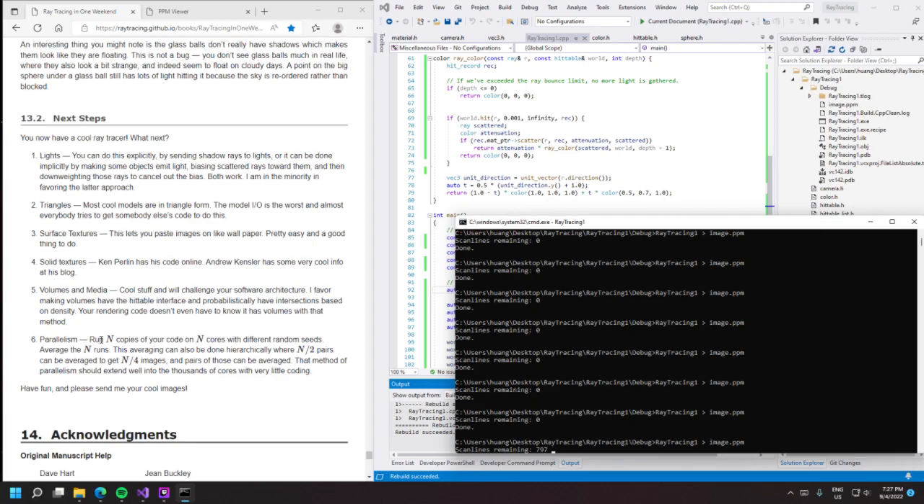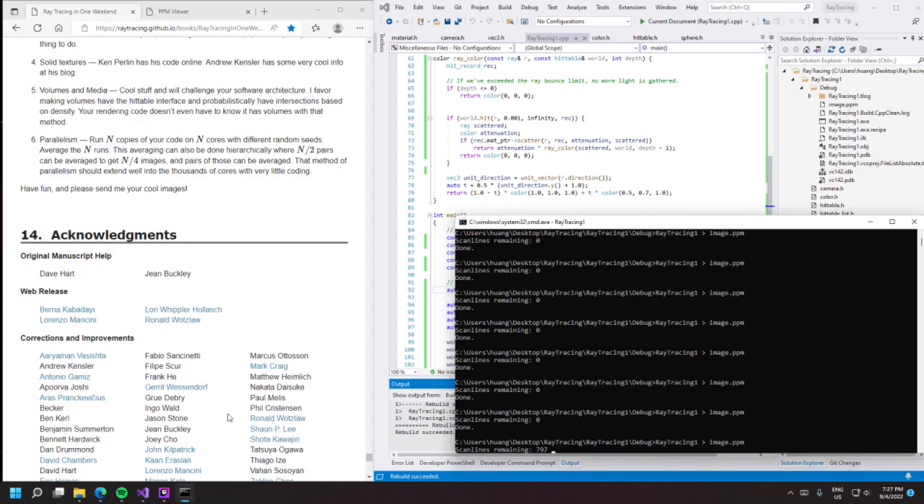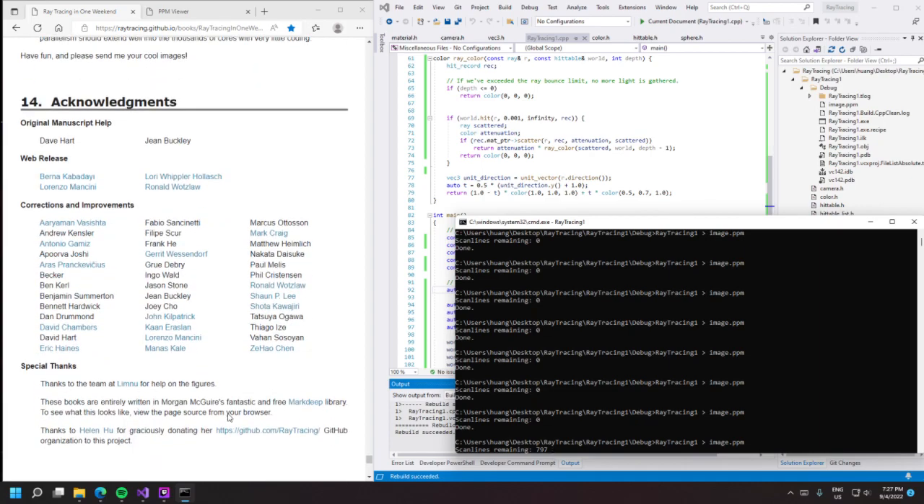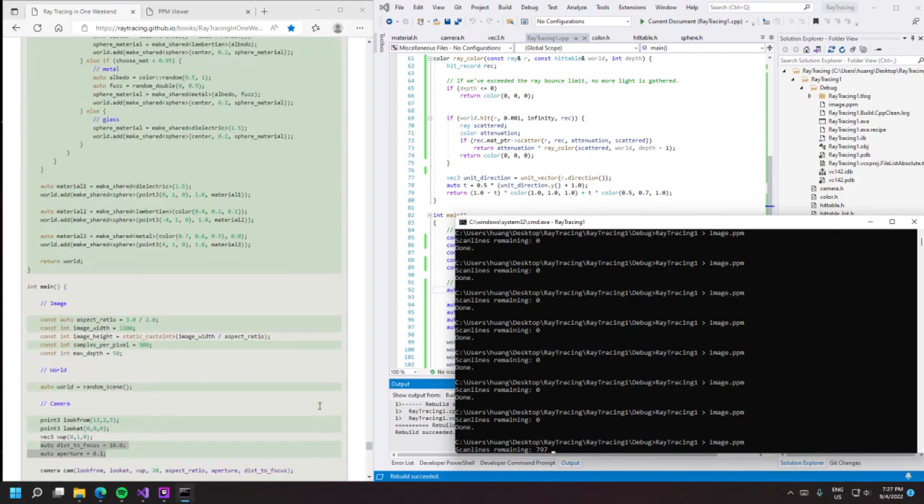Parallelism. Now run n copies of your code on n cores with different random seeds, averaging the n runs. Okay, have fun. I think I'm having a lot of fun in this, so yeah.